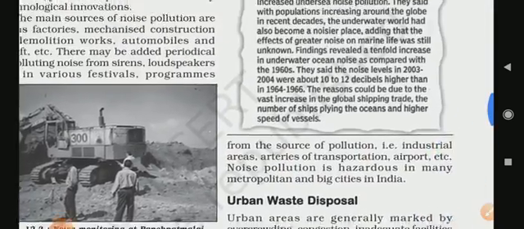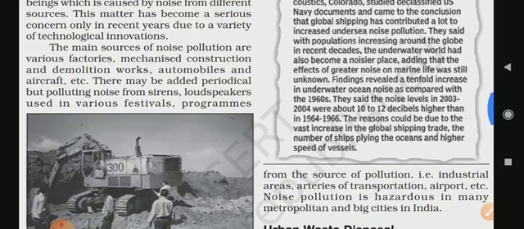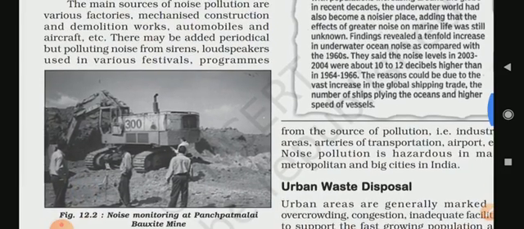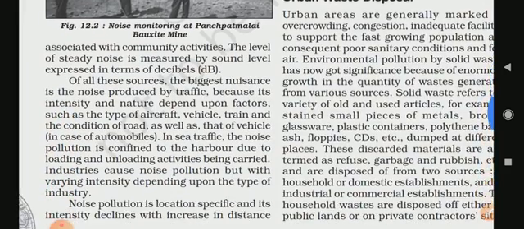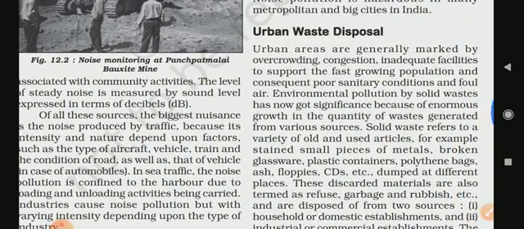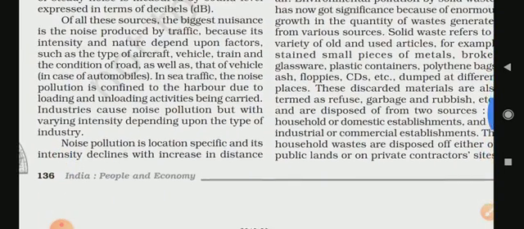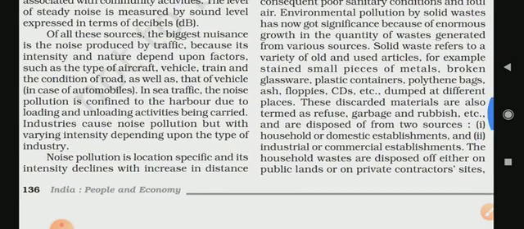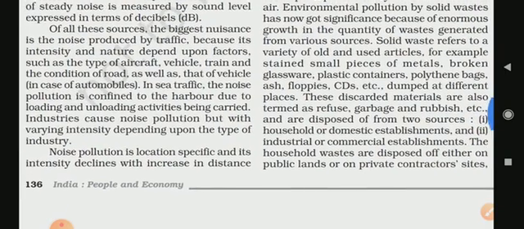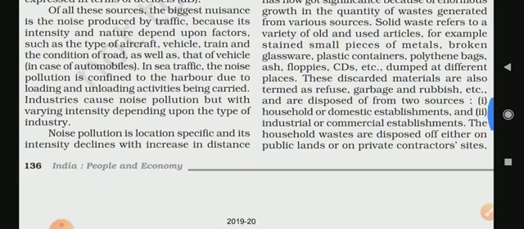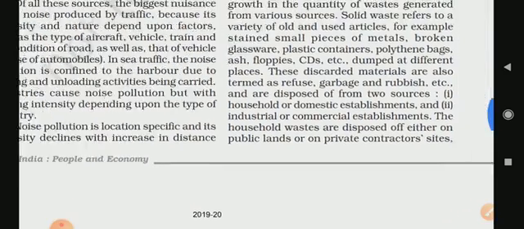It has been mentioned there may be periodical polluting noise from sirens, loudspeakers used in various festivals, programs and marriages and all. So through this a kind of noise pollution can occur, right? You can see traffic, the biggest nuisance is the noise produced by traffic. In sea traffic, the noise pollution is confined to the harbor due to loading and unloading activities being carried out. So this is a kind of noise pollution, right?